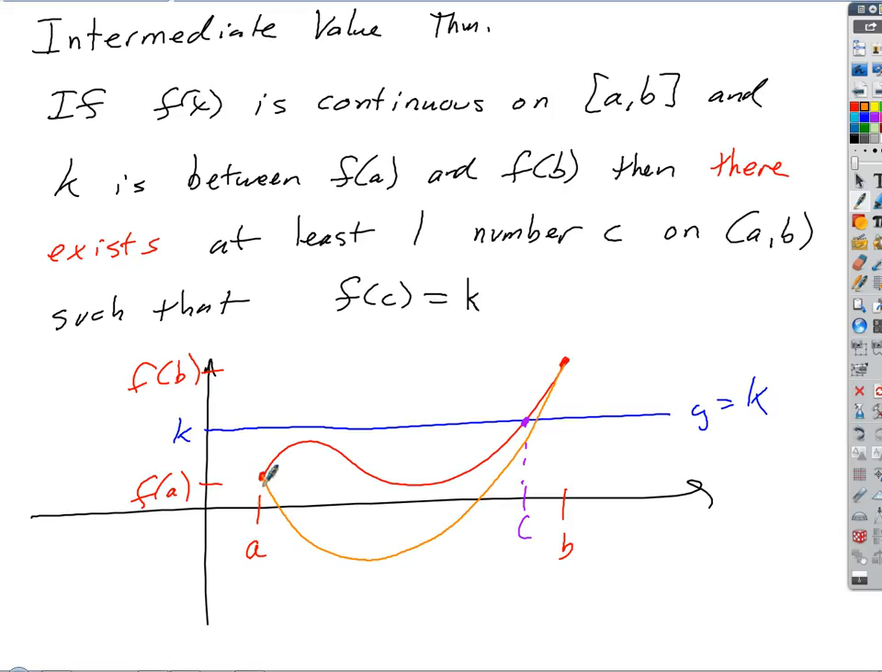We're just saying we've got some function, and when x equals A, we get some value of the function. When x equals B, we get some value of the function. There is no path you could ever draw that's a continuous function between the left and the right points that doesn't pass through every intermediate value. See what I'm saying?